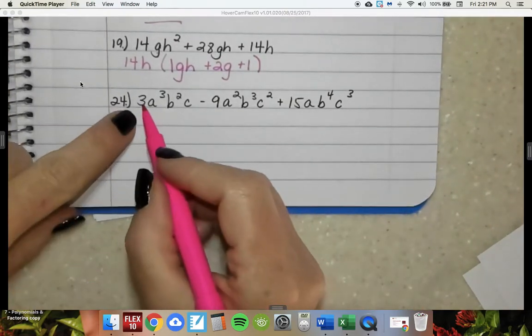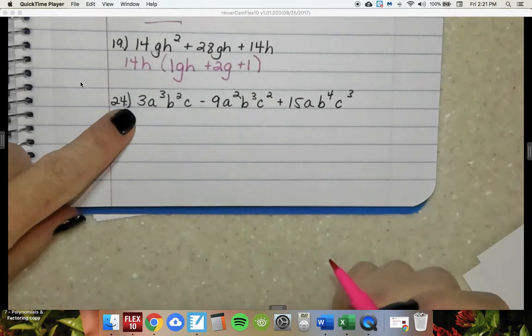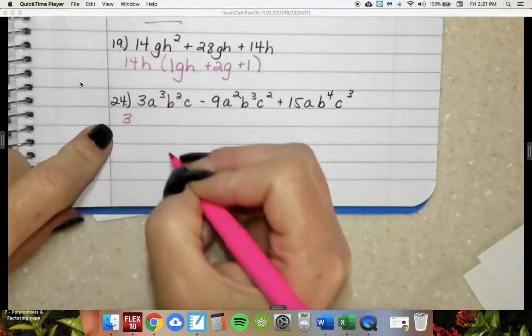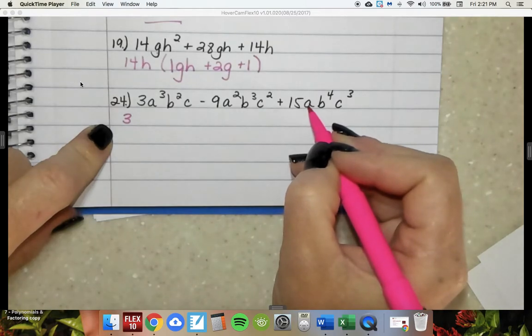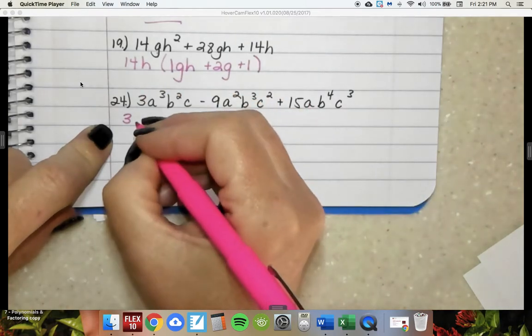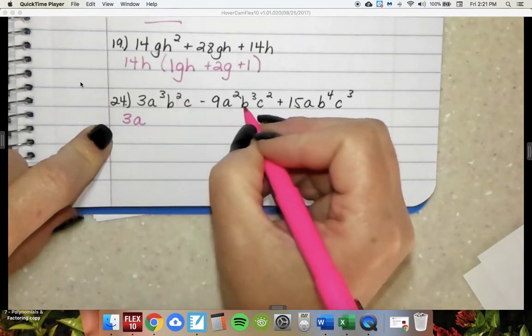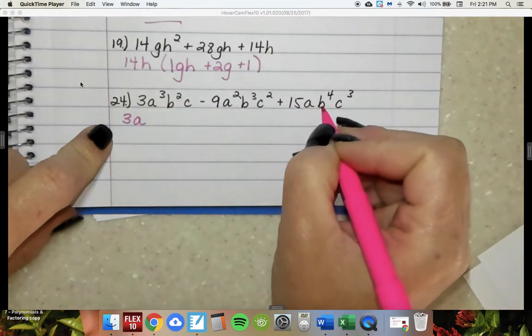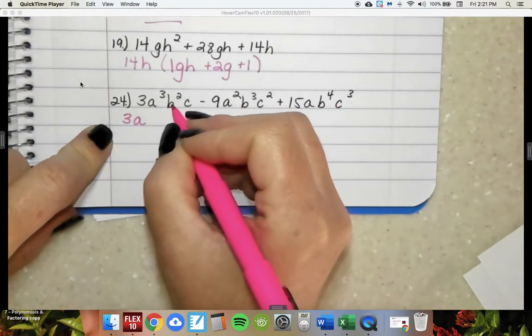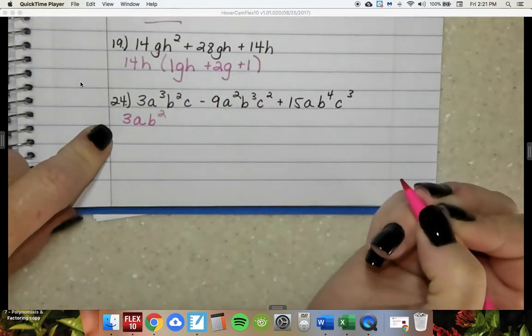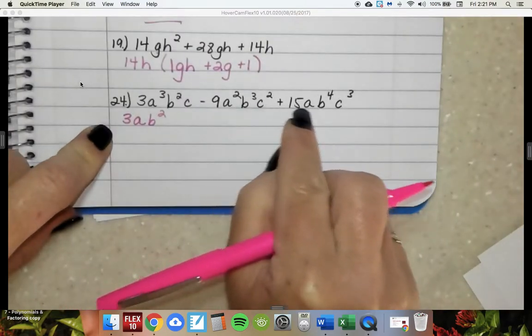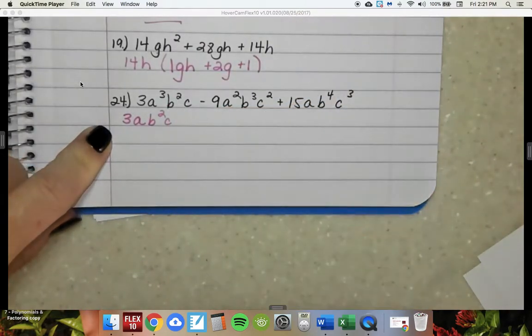Okay. I've got a 3, a 9, and a 15. The biggest thing that can come out of there is a 3. A cubed, A squared, and an A. Well, the most I could take out is 1 A. B squared, B cubed, B to the fourth. How many? What's the most I could take? He could give me 2, he could give 2, and he could give 2. So I can take 2 out. A C, a C squared, and a C cubed, I can take 1 C out.